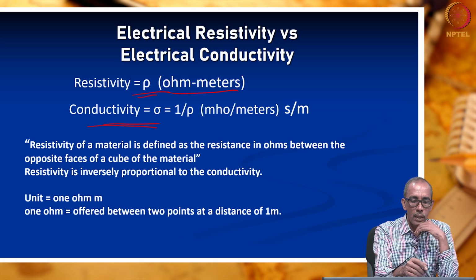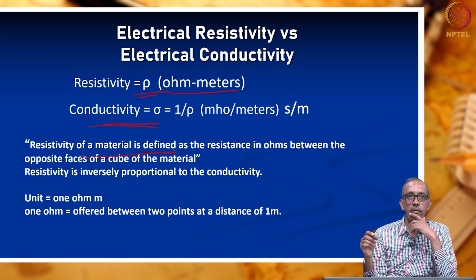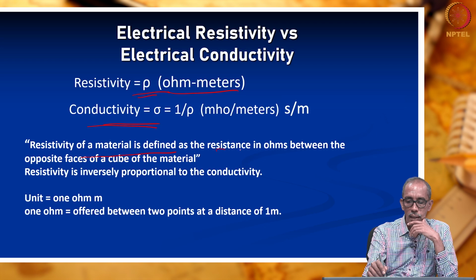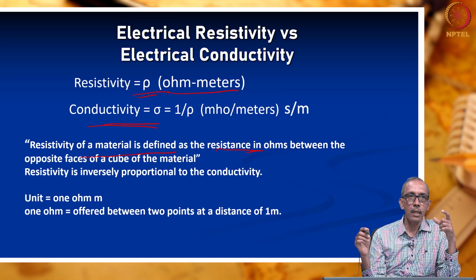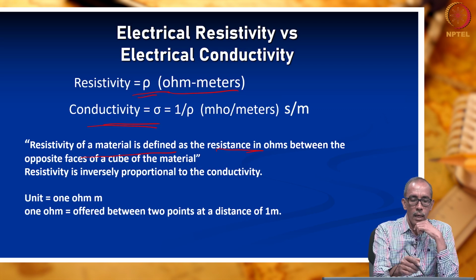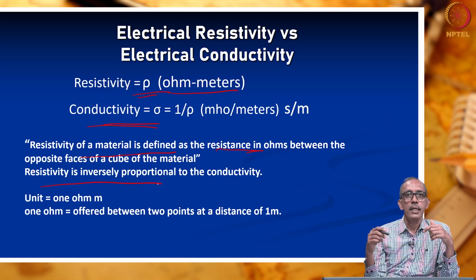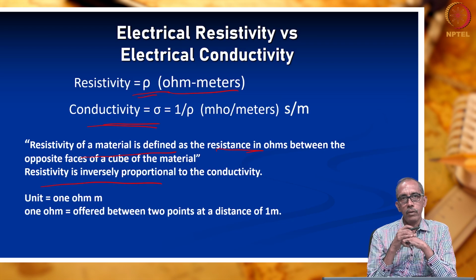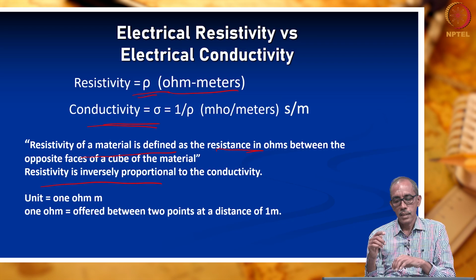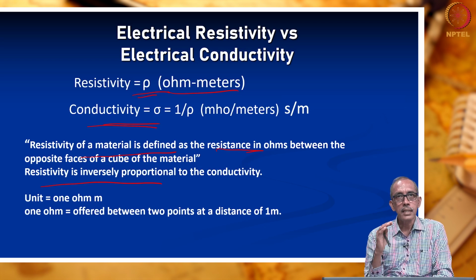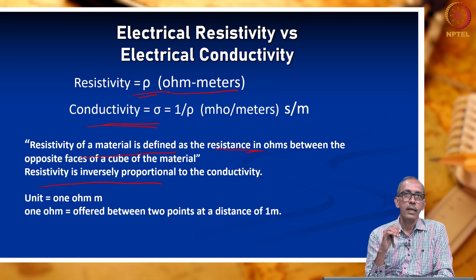So resistivity of a material is defined as resistance in ohms between opposite faces. Usually we consider an elemental cube. Resistivity is inversely proportional to conductivity, right? So we have seen what is resistance, what is resistivity. Now here we have understood what is electrical conductivity.